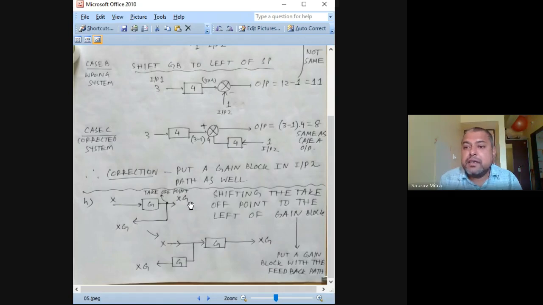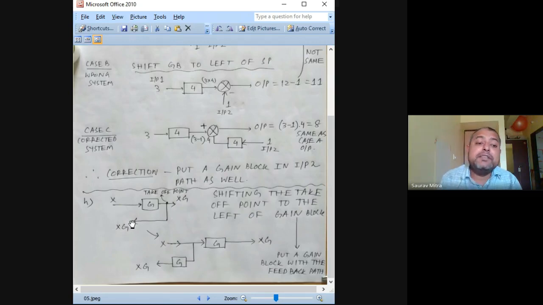So whatever is the output, the same thing will be the signal xg. So whatever is the feature of the output, the same thing will be the feature of xg. Okay, so if the input is x, the forward gain is g, the output is xg. So from here also the output will be xg.